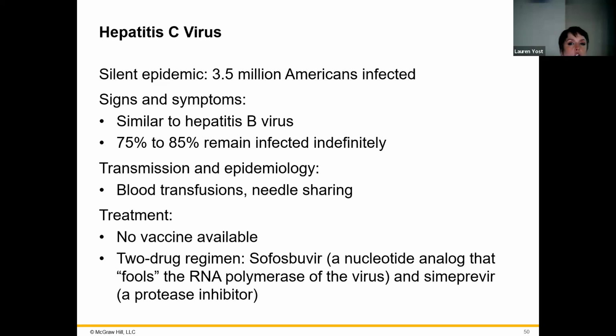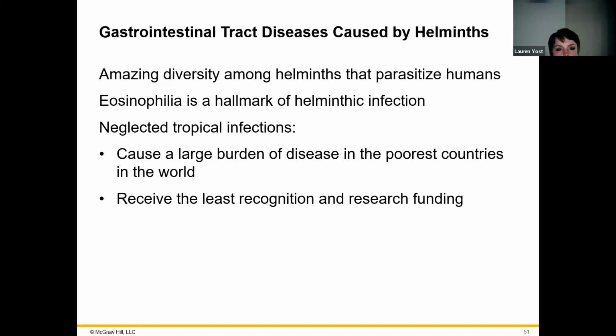Hep A, you usually get over it. It's not severe, it's oral fecal. Hep B, little amounts of blood, sexually transmitted as well as blood transmission. There is a vaccine for Hep B, but no treatment. And then Hep C, there's no vaccine, but there is treatment. And it needs a little more blood to be transmitted.